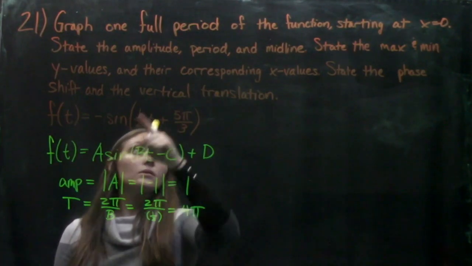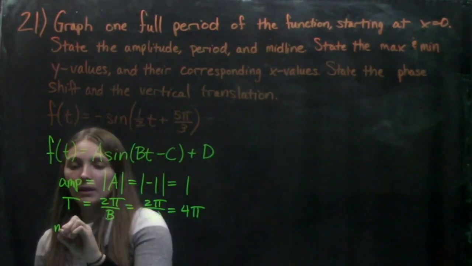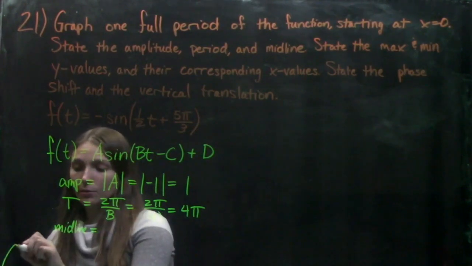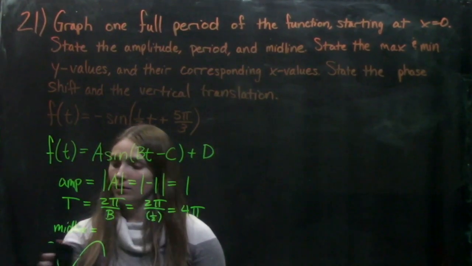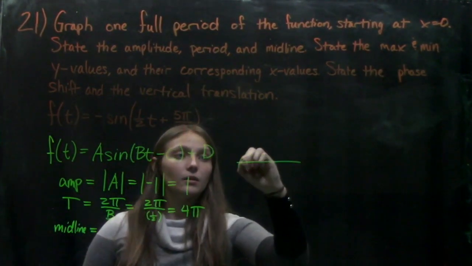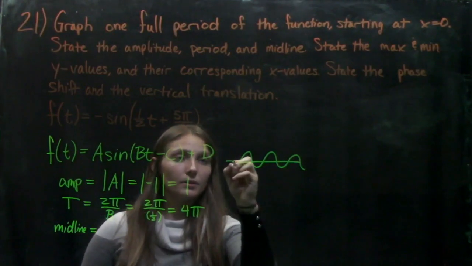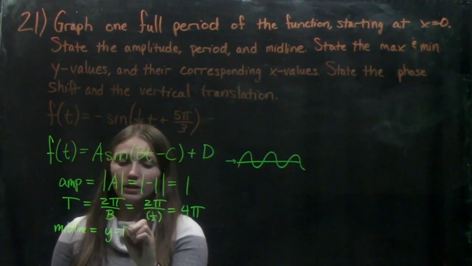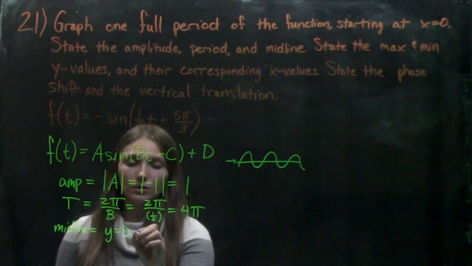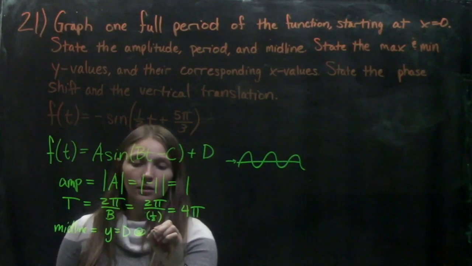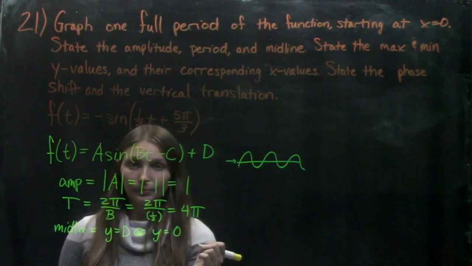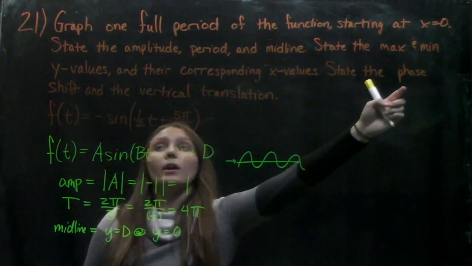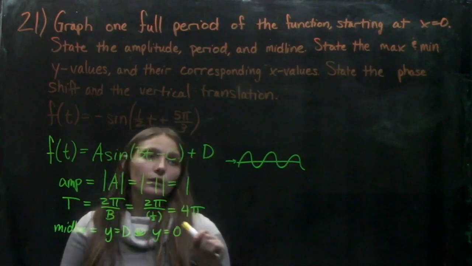All right, and next we're going to find our midline. Our midline is going to be y equals where we're going to end up crossing with our function. Our midline is going to be occurring at y equals d, and in this case we have no d, so it's going to occur at y equals 0. All right, so we've got our amplitude, period, and midline. Next, we're going to jump down and find our phase shift and the vertical translation.